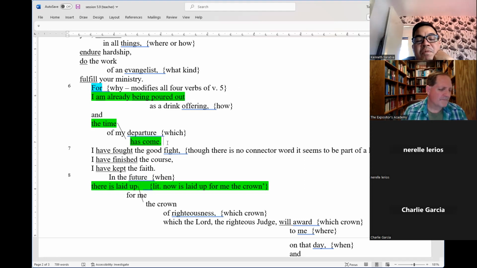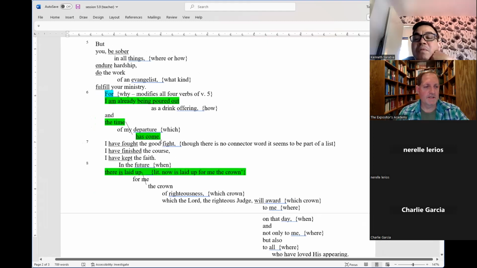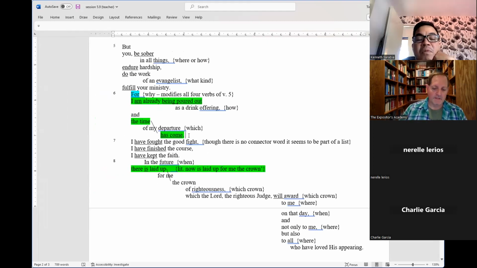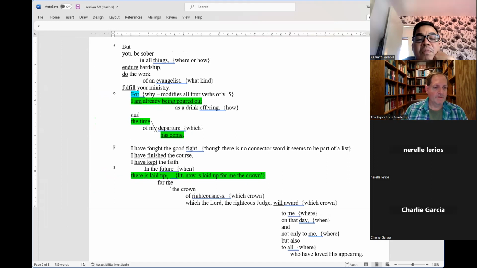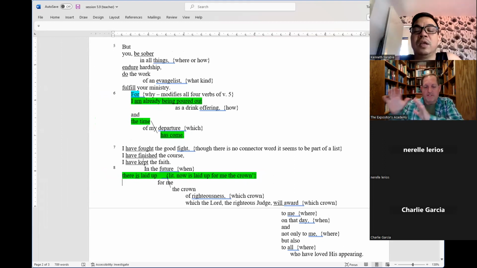Well, if we put it on a separate line, if we say they're independent, this is how it would change how we interpret the passage. So let's say I think they're independent. All right, so we put them over here. Now verses 7 and 8 become a separate thought. Paul's making a separate thought here. Now he's just telling Timothy his situation.